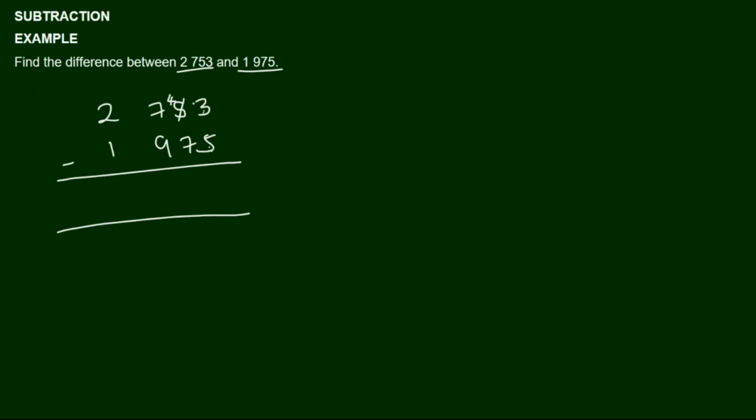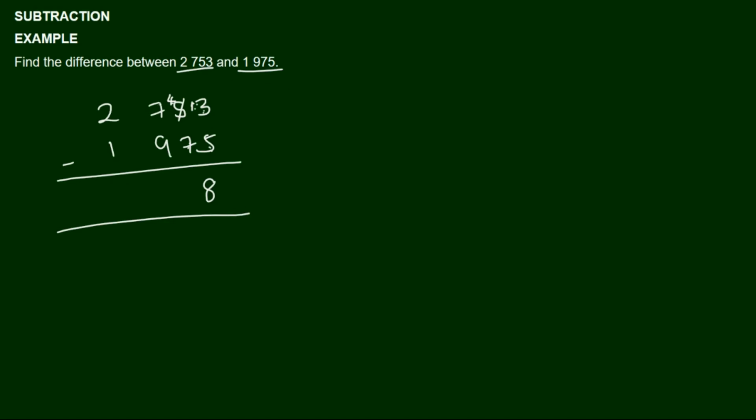1 ten is 10 units. Then 10 plus 3, that's 13. So now we have 13. Now we can say 13 minus 5, which is 8. Now we have 4 here. So we say 4 minus 7 again. 4 tens minus 7 tens. We cannot subtract 7 tens from 4 tens.